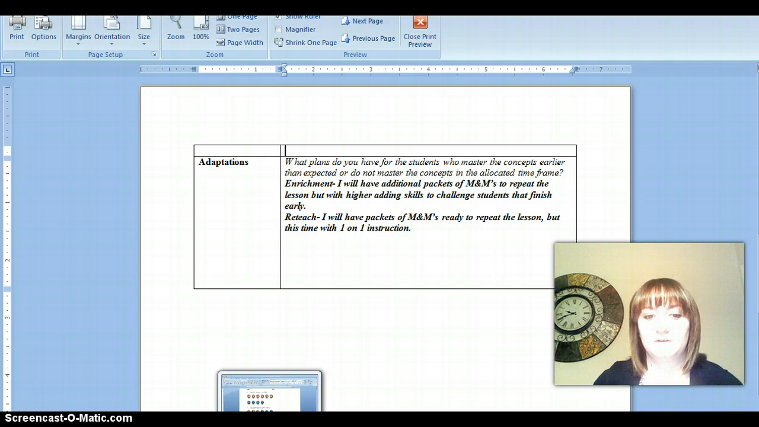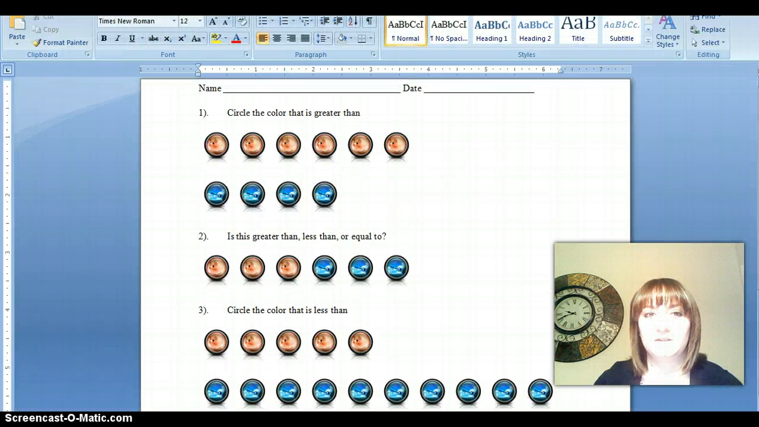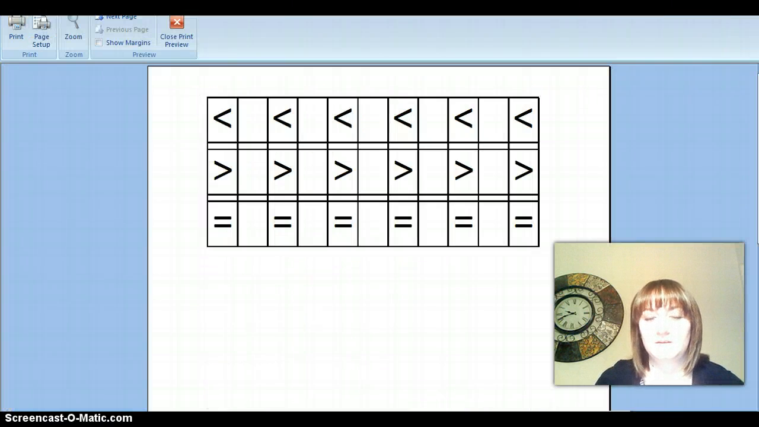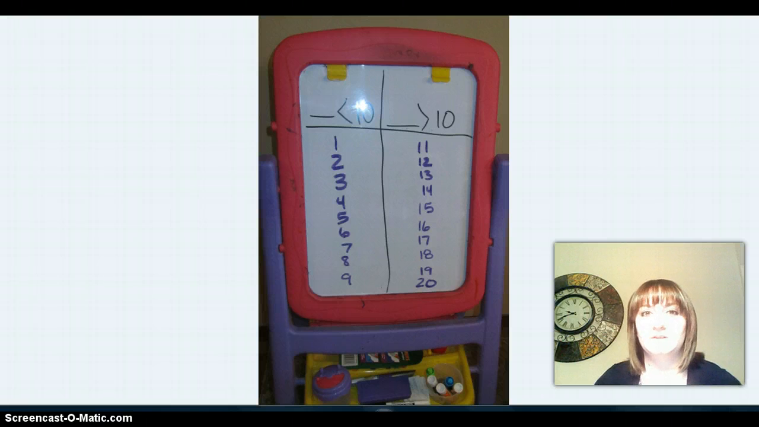Some other papers that I have to help with this: the worksheet that I intend to use with the different colored buttons between pink and blue to determine which one's greater than, less than, or equal to. These are the symbols of less than, greater than, and equal to that I want them to cut out. This is the dry erase board that I'm going to be using that I will have blank, and hopefully they will be able to fill in the numbers correctly.